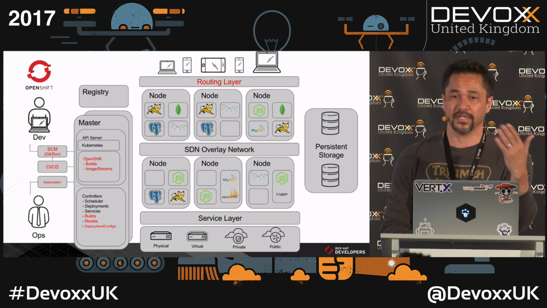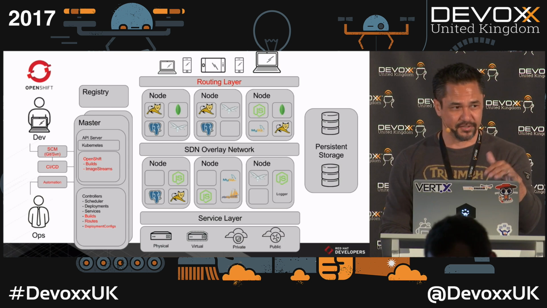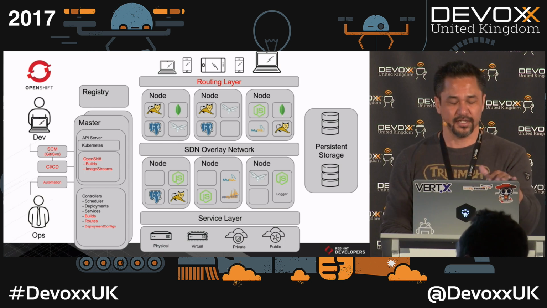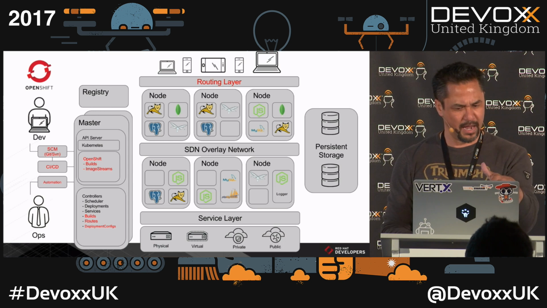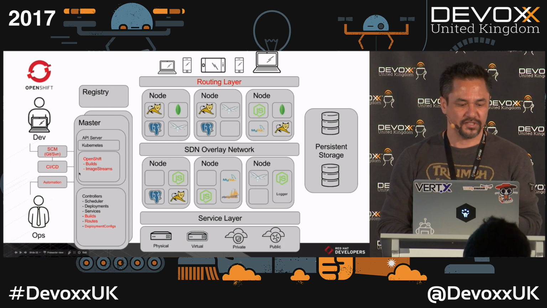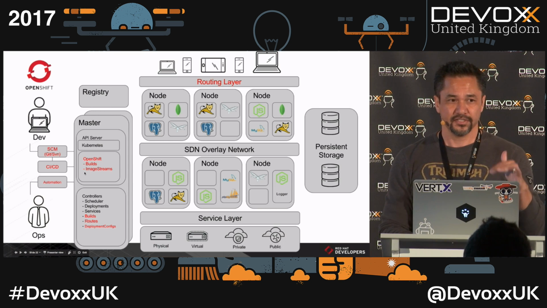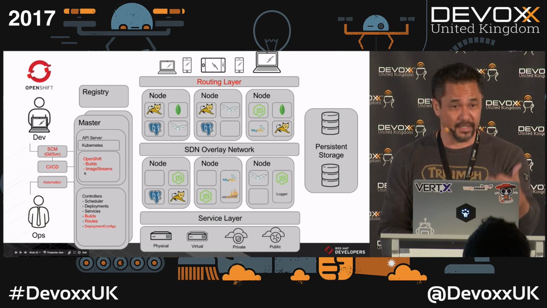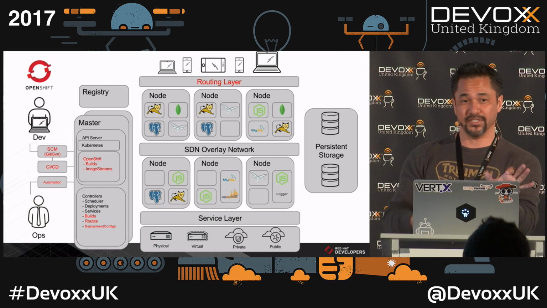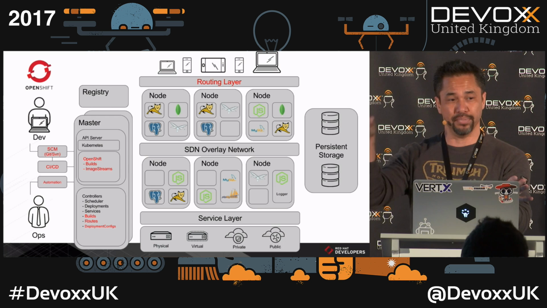So we add a routing layer based on HAProxy right out of the box. By default, you get load balancing across routes, and you can map routes to services very easily. You also have the concept of builds and image streams. We assume that you want to do a build of an image in Kubernetes, and treat it like a build farm.